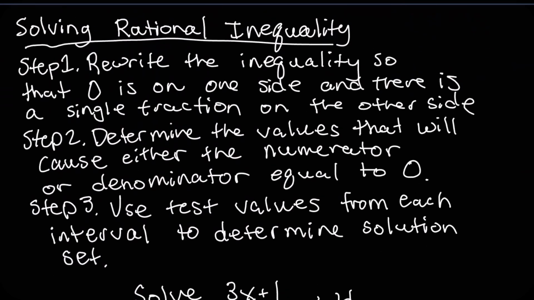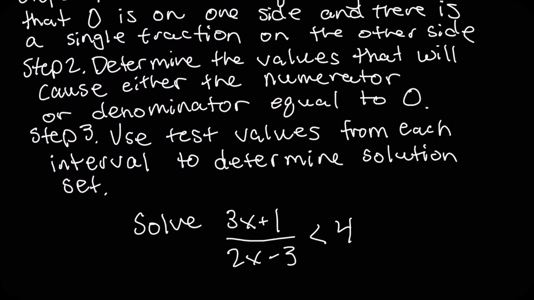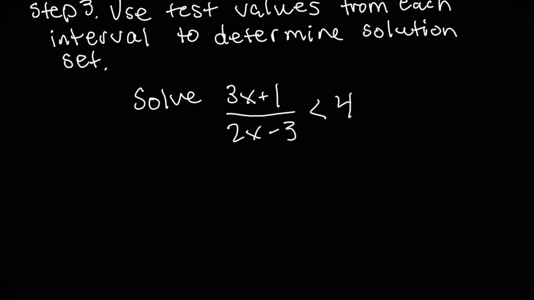Solving rational inequalities. Here are some quick steps to do this. Step 1, rewrite the inequality so that 0 is on one side and there's a single fraction on the other side. Step 2, determine the values that will cause either the numerator or the denominator to equal 0. Step 3, use test values from each interval to determine a solution set. So let's go ahead and look at this example.